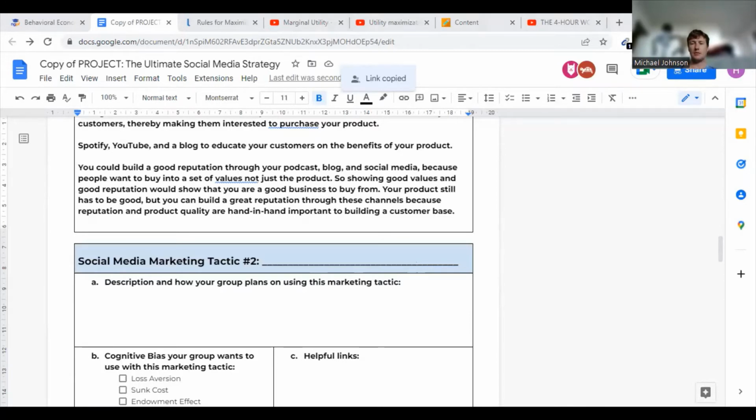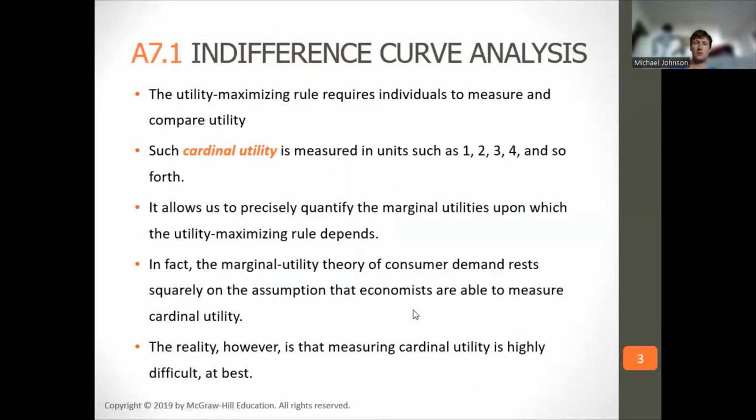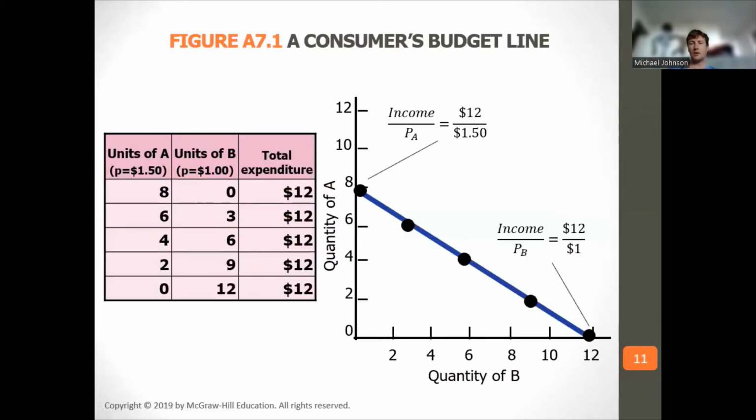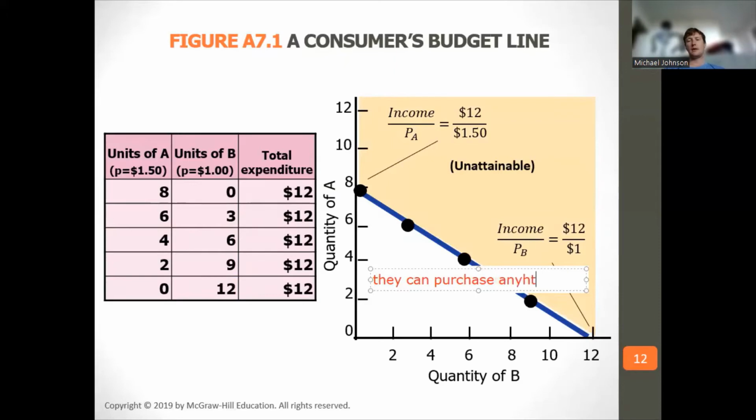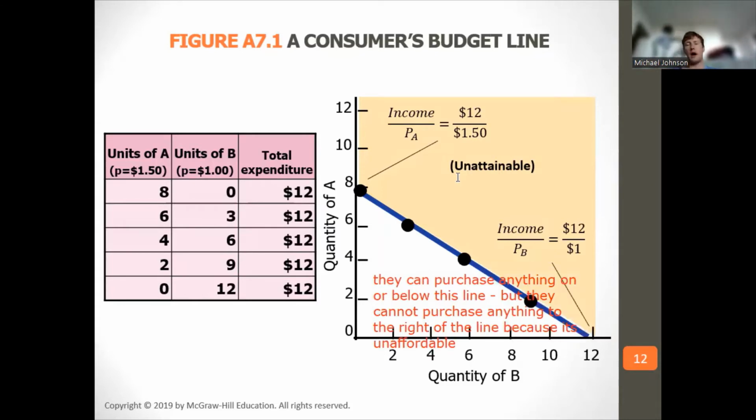So then we'll go through the next activity. I'm just going to bring it up here. So it's further on utility maximization. In this case, this is a budget constraint for purchasing something. They can purchase anything on or below this line, but they cannot purchase anything to the right of the line because it's unaffordable. So anything on the line and below the line is affordable.